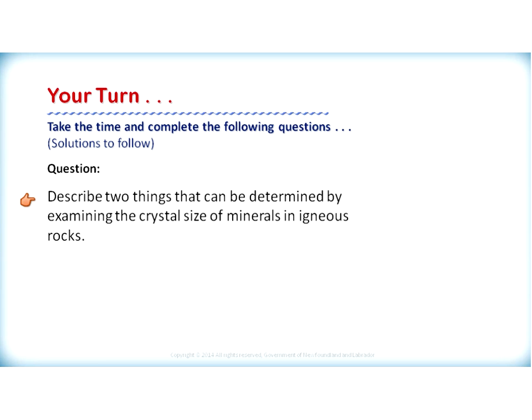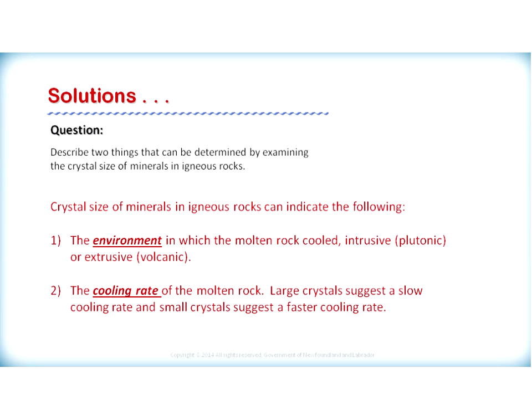Let's look at the answer to the following question. The question reads, describe two things that can be determined by examining the crystal size of minerals in igneous rocks. By reading the question carefully, we're looking for two things that can be determined by examining the crystal size. So what does crystal size tell us about the igneous rock? When we look at the solution, we can see that crystal size of minerals in igneous rocks can indicate two things. The first thing that crystal size will indicate is the environment in which the molten rock cooled.